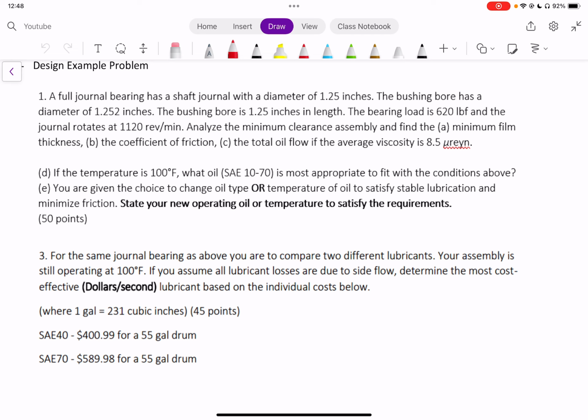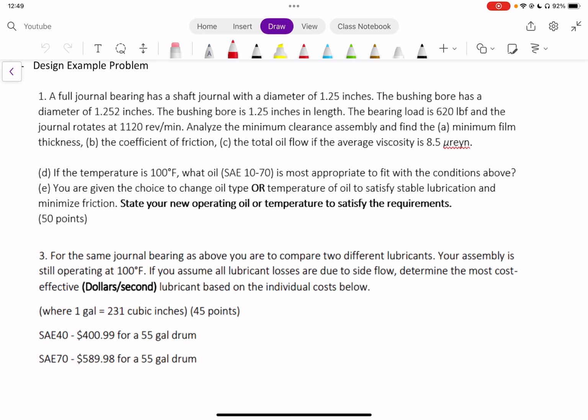Analyze the minimum clearance assembly and find the minimum film thickness, the coefficient of friction, and the total oil flow if the average viscosity is 8.5 microreyn. So the first part of this problem we can pretty much solve just by reading this part. So we don't need to read anything else. But we do have one more thing that is told to us in part D and E, and it's good to always read the whole problem before getting started, just in case there's more information that we're given later.